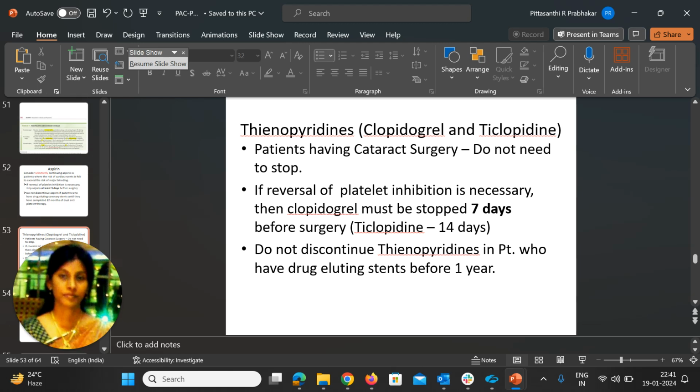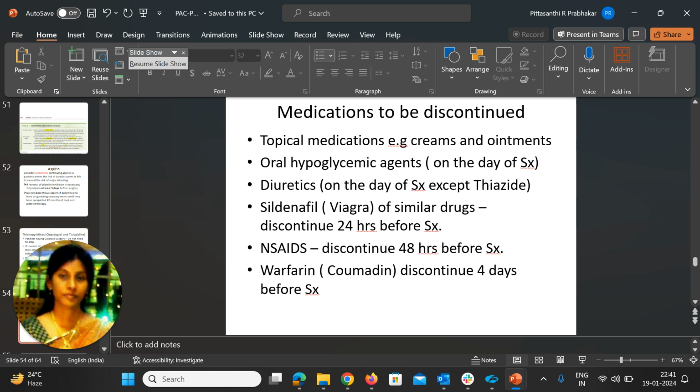For thienopyridines like clopidogrel and ticlopidine, patients having cataract surgery do not need to stop. If reversal of platelet inhibition is necessary, then clopidogrel must be stopped 7 days before surgery and ticlopidine 14 days before surgery. And do not discontinue thienopyridines in patients who have drug-eluting stents before 1 year.